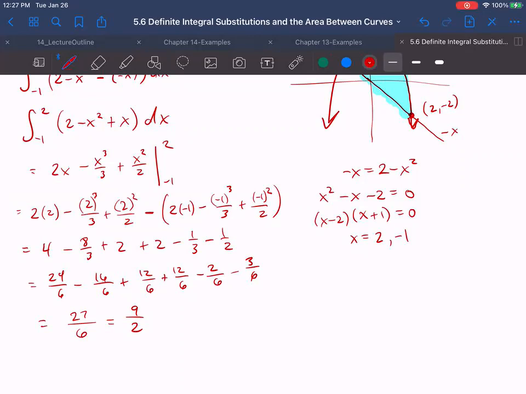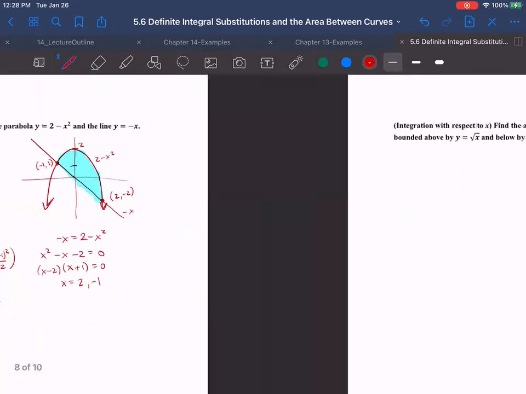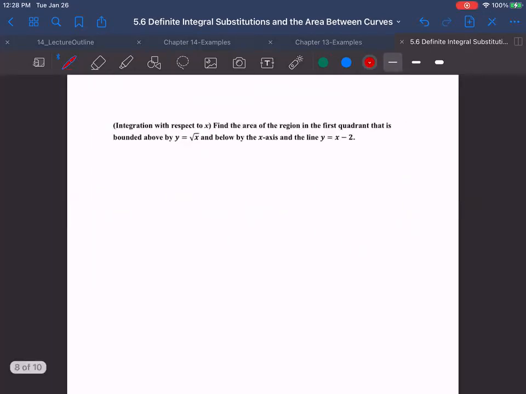Any questions on that? We're okay on that? Okay, good. So go ahead and try this one. I'm going to let you draw the picture and you try the whole thing here. So we'll pause.